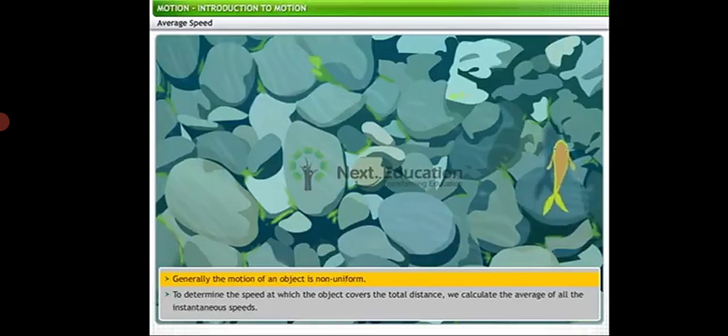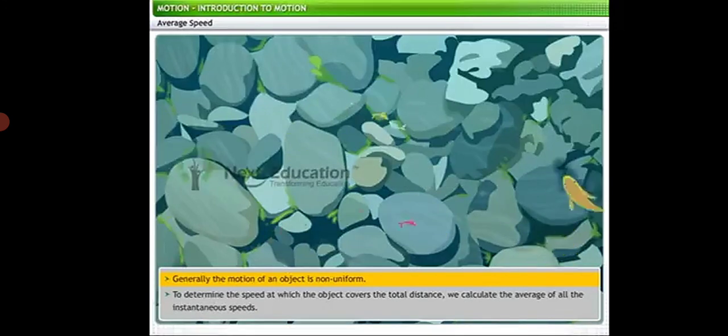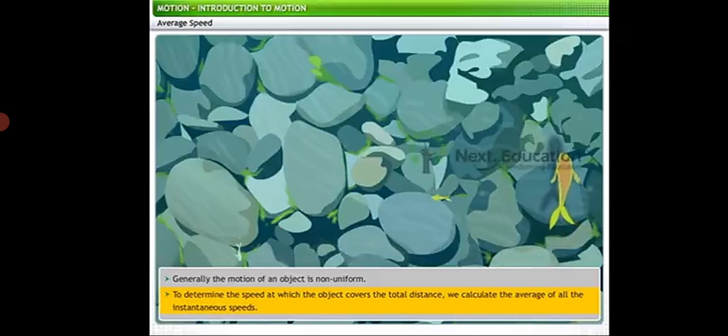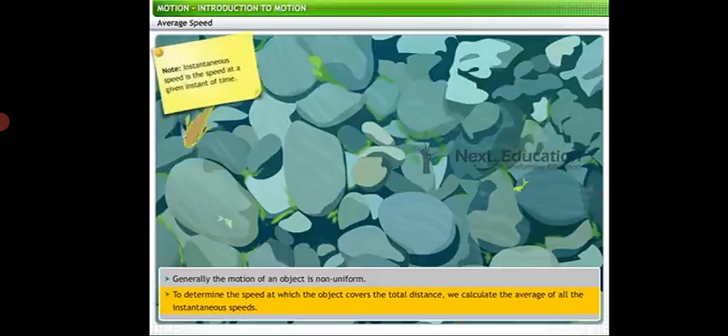However, generally the motion of an object is not uniform from its starting point to its final destination. Its speed varies at different points or stretches in the journey. In such cases, to determine the speed at which the object covers the total distance, you may need to gather data on the speed of the object at each instant when it is in motion and then calculate the average of these instantaneous speeds.